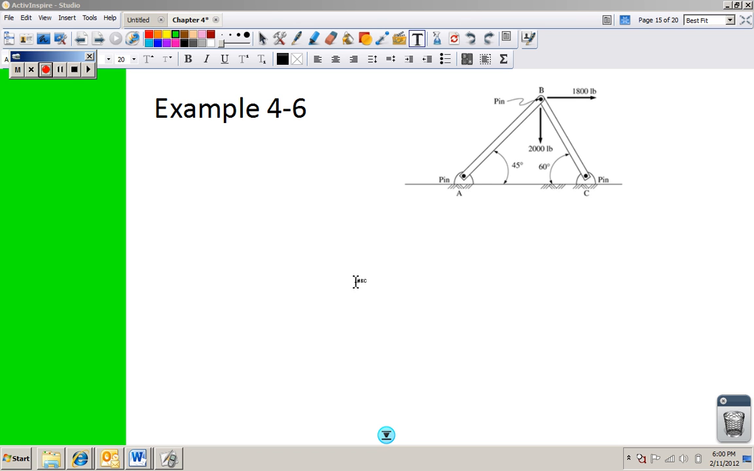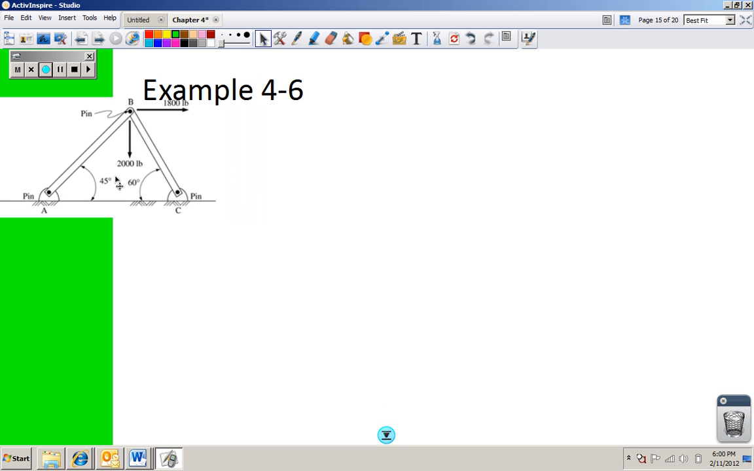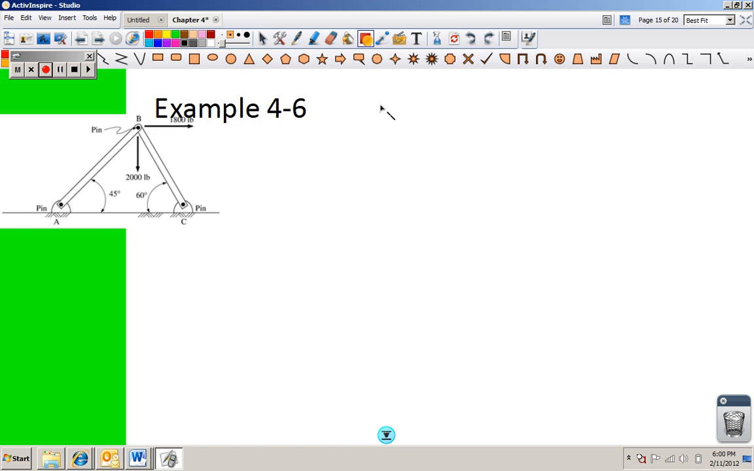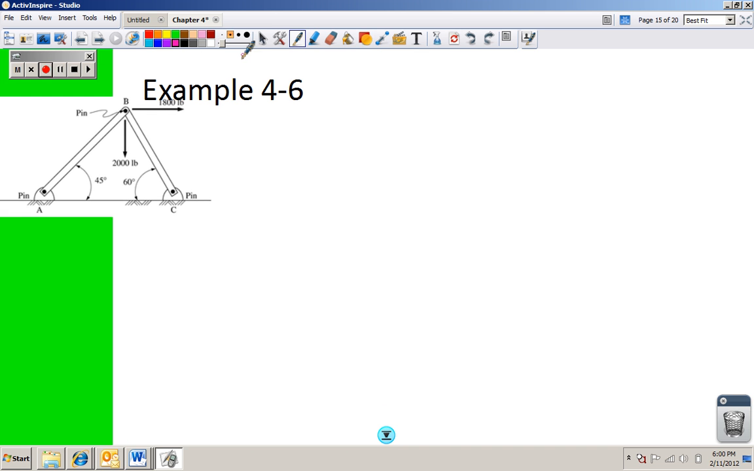Okay, so this is example 4.6 from your textbook now. Let's take a look at it. Alright, we're again supposed to find the forces in each one of these members. Alright, so we have 2,000 pounds acting down, 1,800 pounds acting across, and so I need to draw a free body diagram. Okay, so our free body diagram is going to look something like this.